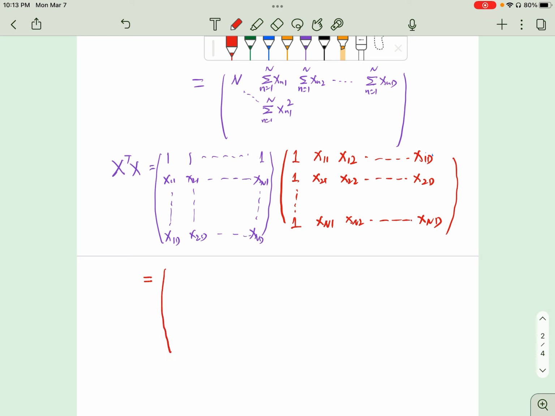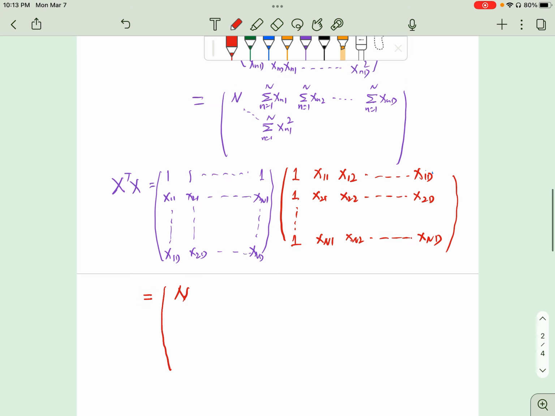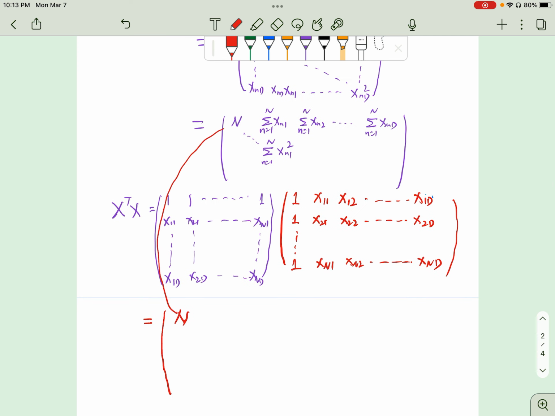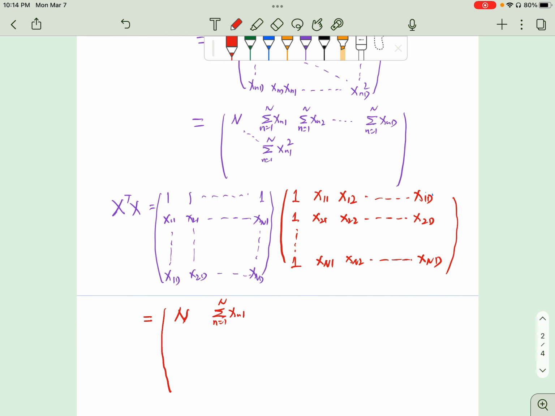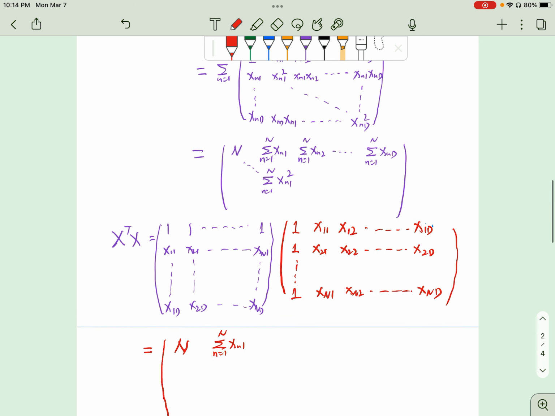What is the first element here? It's the first row multiplied with the first column here. So you will get n. So if you compare these two, you find these two are exactly the same. Okay, we can compare one more. If you multiply this first row with this second column, what you will get? You will get a summation from n equals 1 to n of xn1, right? Because only the first number is changing. So you will also find that this one is exactly the same with this one.